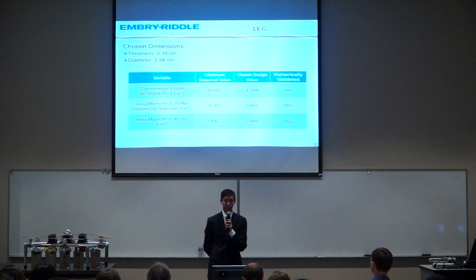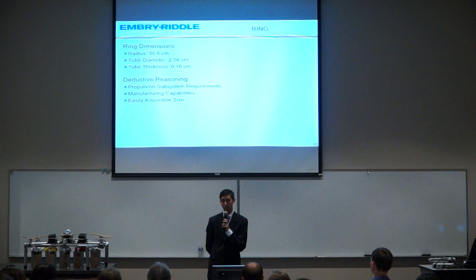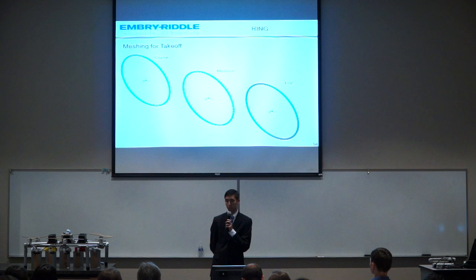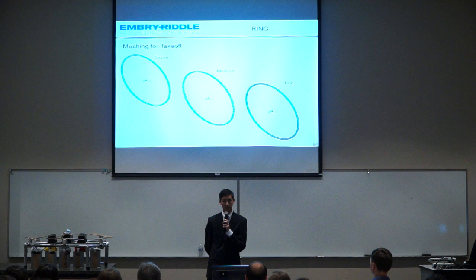The ring was chosen to have a radius of 50.8 centimeters with a tube diameter of 2.54 centimeters and a tube thickness of 0.18 centimeters. These were based on propulsion subsystem requirements as well as the manufacturing capabilities here at Embry-Riddle of easily acquirable aluminum tubing. The ring was then modeled in ANSYS with a coarse, medium, and fine mesh using the same element lengths used for the electronics and payloads bar.